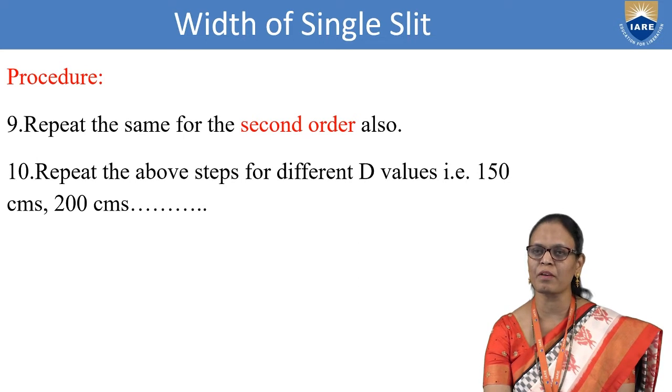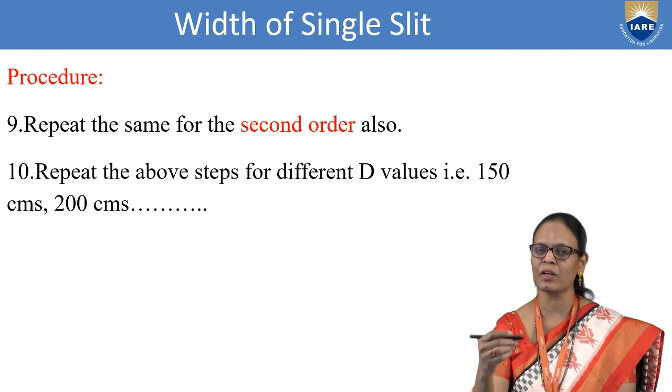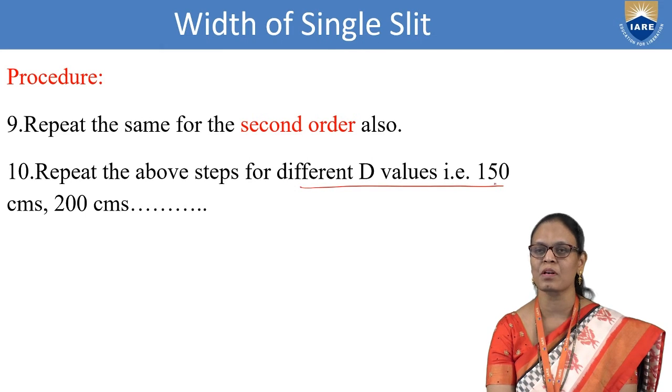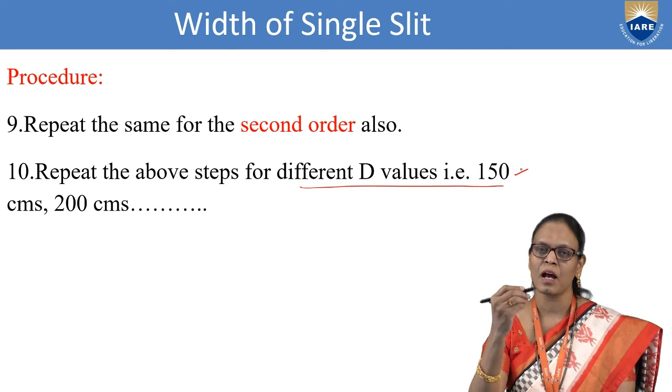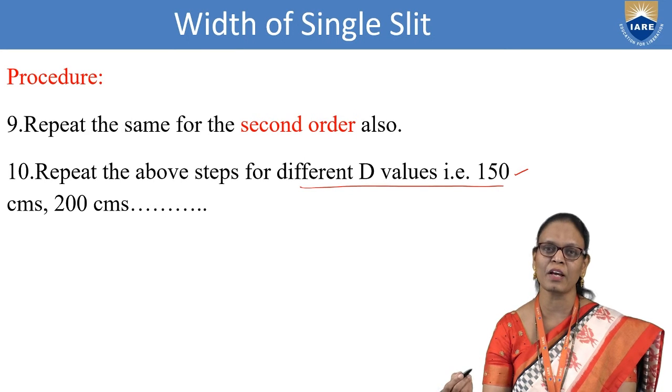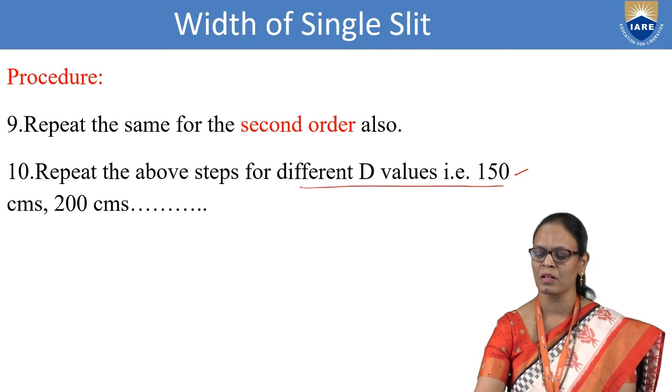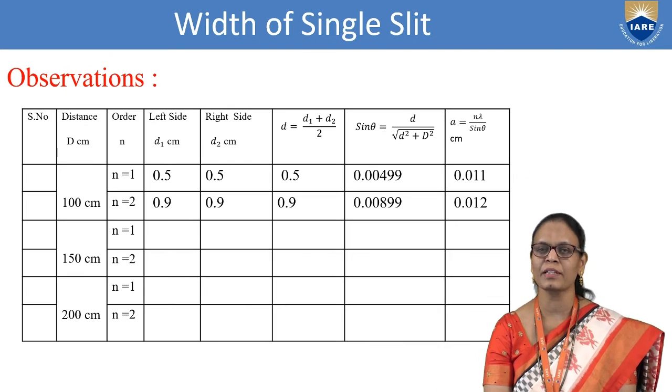Now we will repeat the same for the second order also. For the second order, n is equal to 2. On the left we consider D1 and on the right we consider D2. Now we are going to repeat the same steps for different distances. We are going to vary the distance between the slit and the screen. Now we will keep it as 150 centimeter and repeat the procedure, that is, obtain the diffraction pattern and note down the values of D1 and D2. You may do it for two different distances and tabulate the readings.